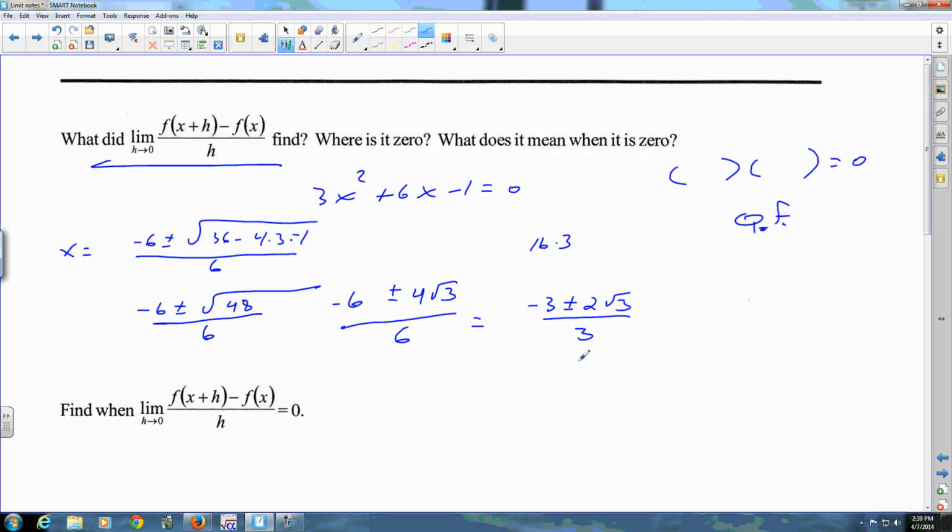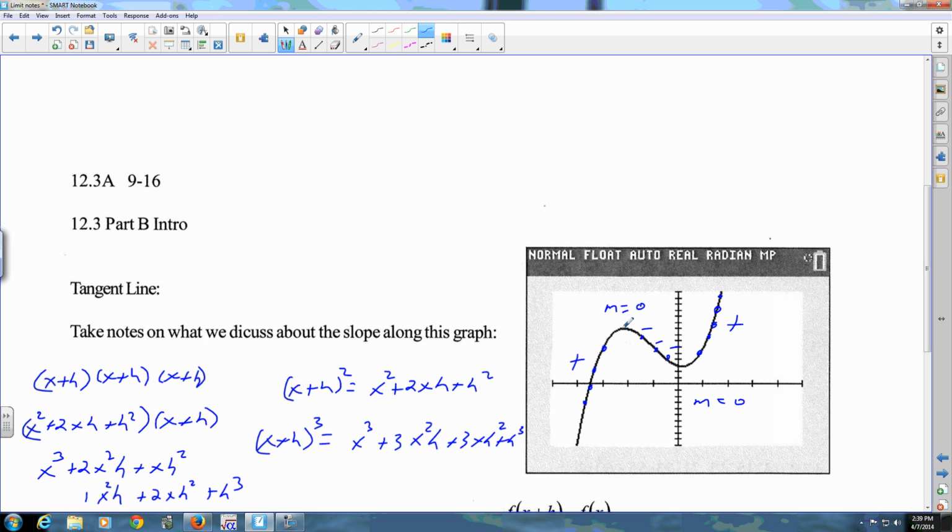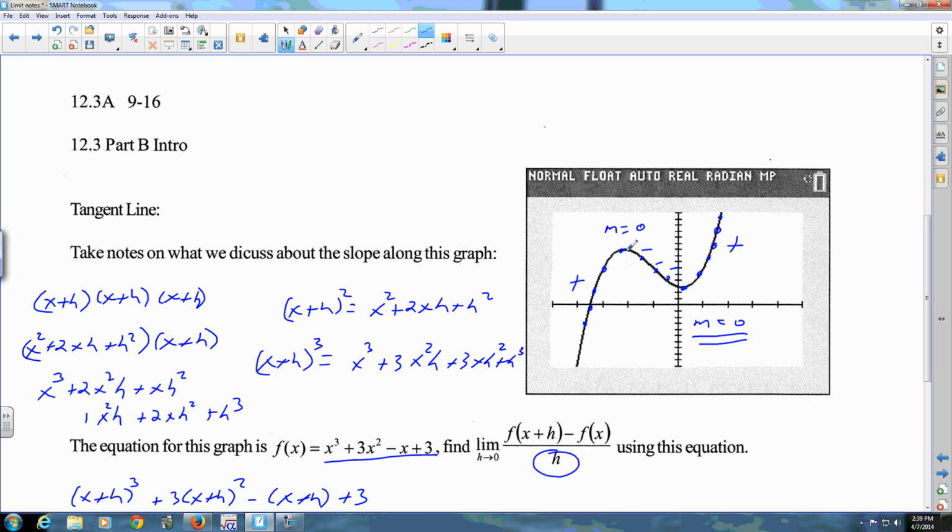There are 2 places where it's telling you the slope is 0: when the x value is negative 3 plus 2 square roots of 3 over 3, and some y value to go with it, as well as negative 3 minus 2 square roots of 3 over 3, and then some y value to go with it. Looking back at the graph, there are 2 locations where your x value will create a position where your slope is 0. In other words, a maximum and a minimum.